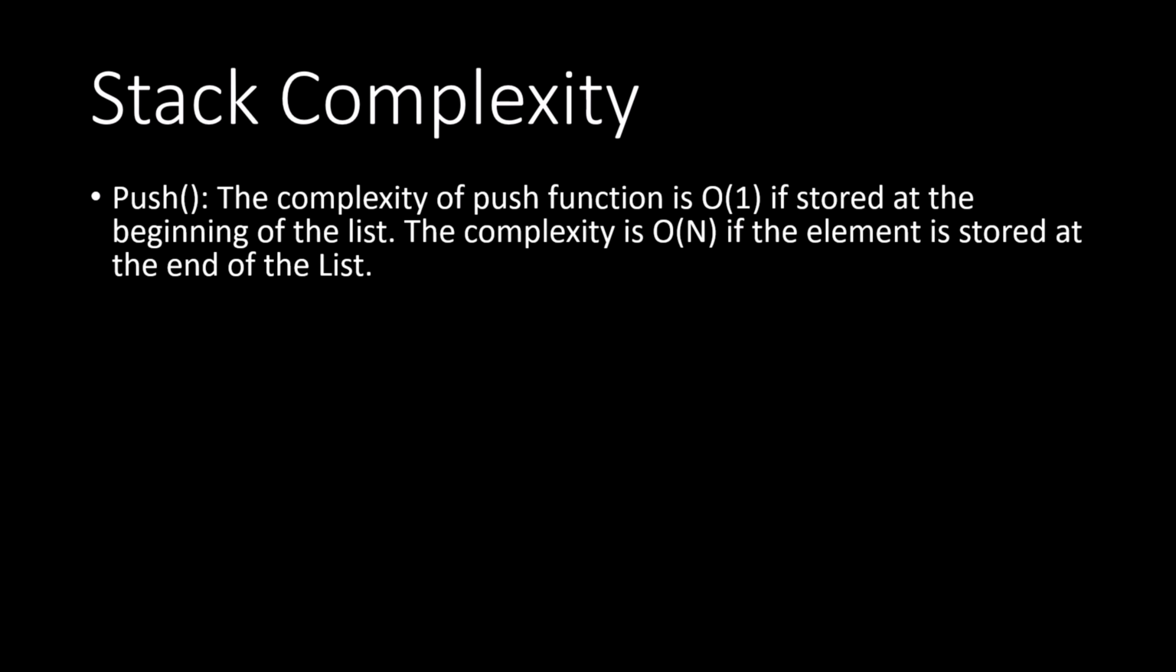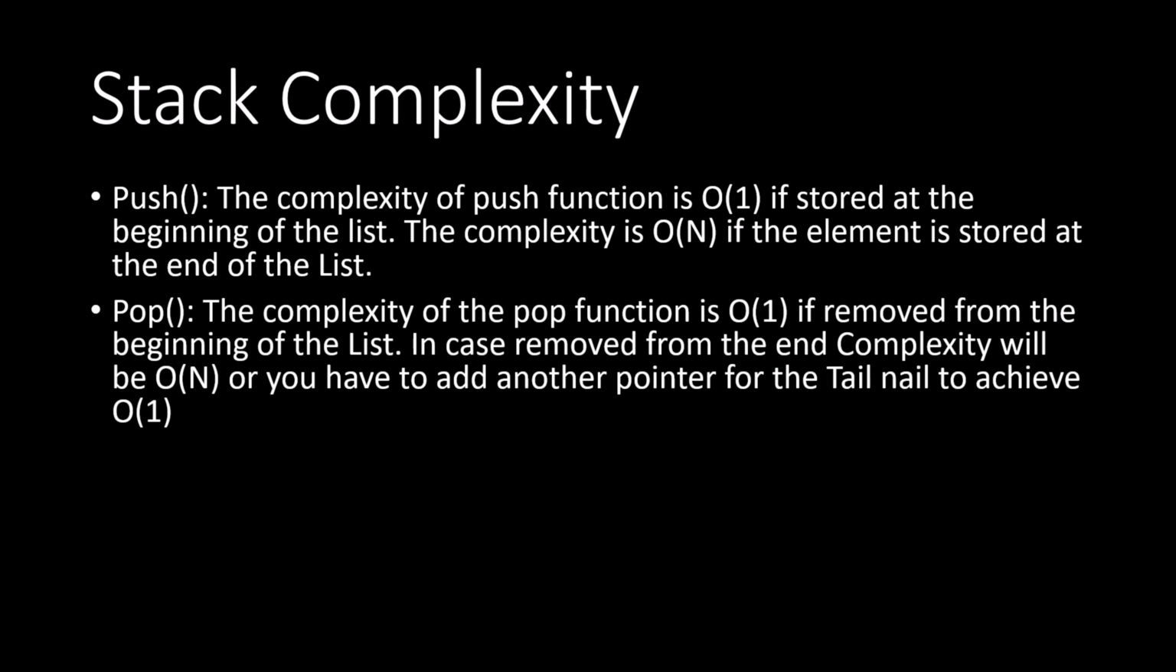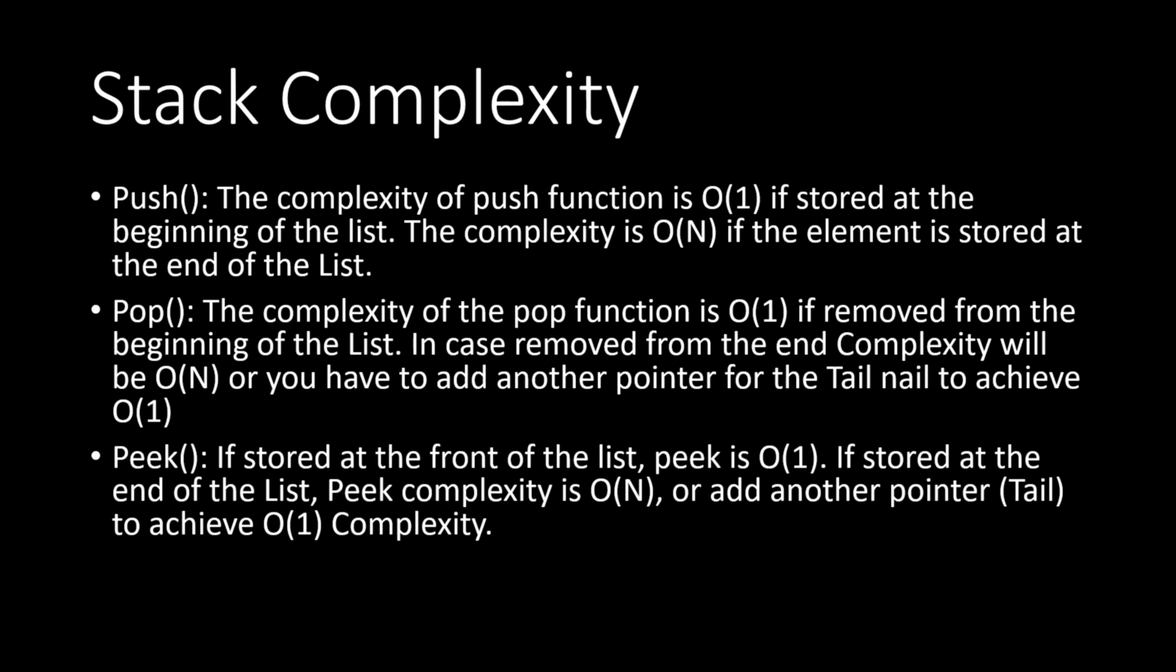The tail pointer can be used to push a new element at the top of the stack and the complexity will be O(1). In case of pop, the complexity of the pop function is O(1) if removed from the beginning of the list. In case removed from the end of the linked list, complexity will be O(n), or you have to add another pointer for the tail to achieve O(1) complexity.